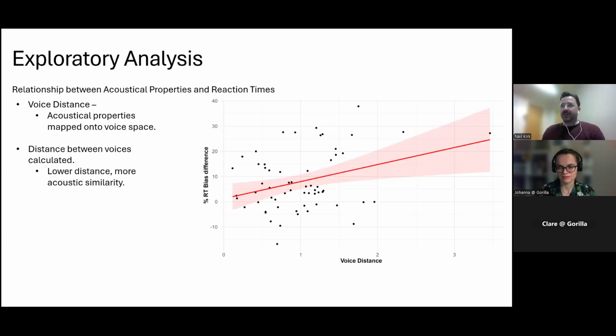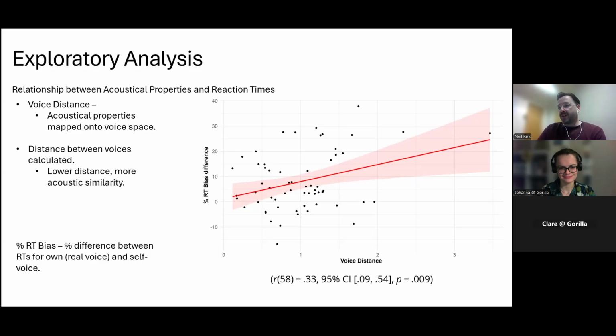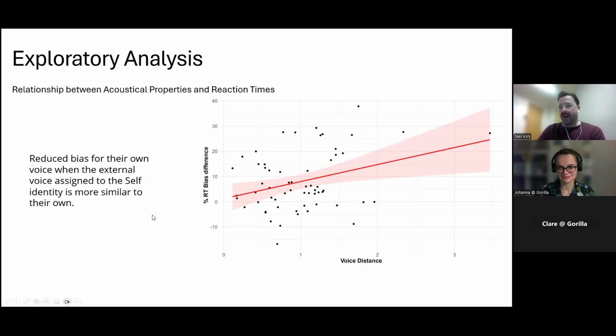And essentially what we did was calculate and run a correlation between the degree of acoustical distance between their voice and the new voice, and how much of a bias in terms of how quickly they could respond to their real voice. Sorry, this is complex. I need to remind myself how this works. And essentially we found a correlation, and the way I would interpret this is that they had a reduced bias for their own voice when this new voice was more acoustically similar to their real voice.